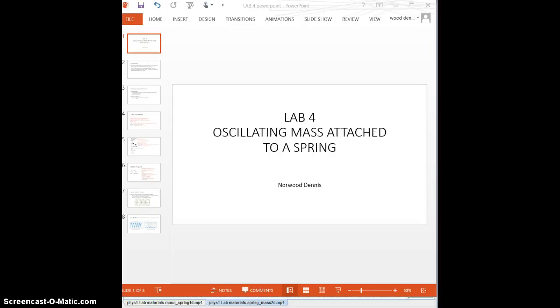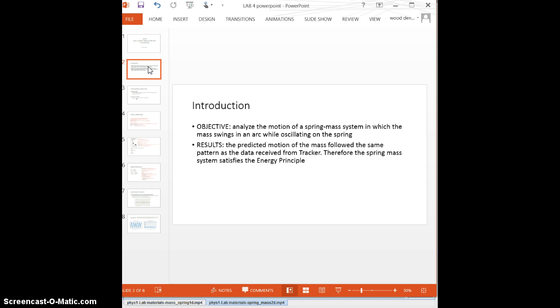Lab 4. An oscillating mass attached to a spring. In this lab, I observed the motion of an oscillating mass attached to the bottom of a spring. The mass is released from a point above its fully stretched length and to the left of the y-axis of the origin. This makes the mass move in an elliptical motion in that it is swinging like a pendulum in the x direction and bouncing up and down in the y direction due to the spring stiffness.